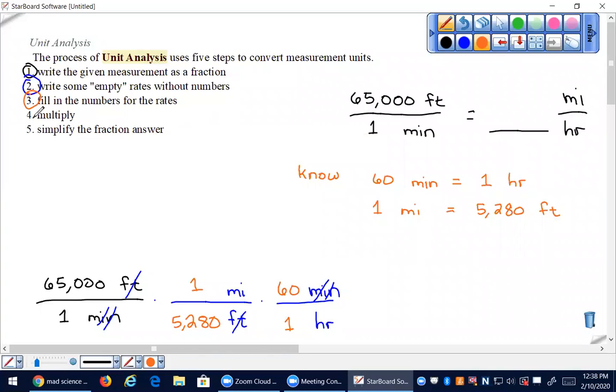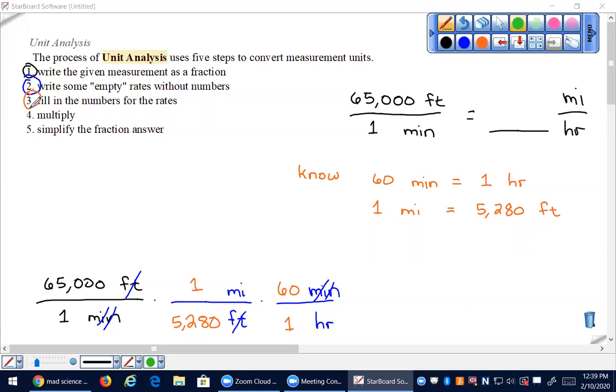Notice again, I can't really mess up. I write the thing it gives me as a fraction. I make sure all the words cancel out. It tells me which numbers go on top and which numbers go on bottom. I'm not making choices, and that is nice and reliable.